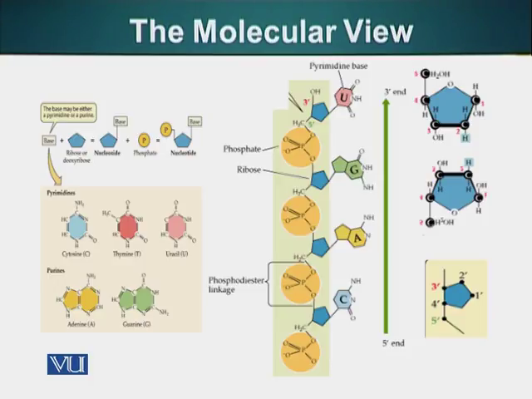This is the 5' hydroxyl. This is the 5' end. Here we don't have a hydroxyl group. The 5' carbon is attached to a phosphate group. So again, we are looking at these pentose sugar molecules, deoxyribose molecules.